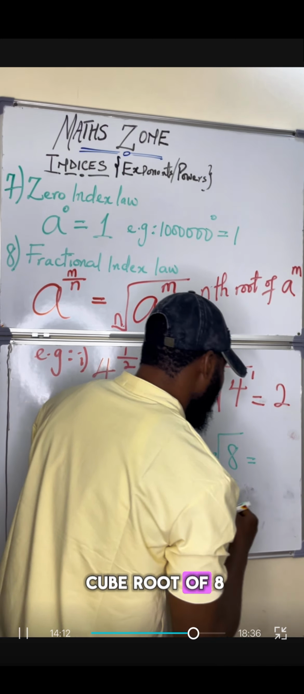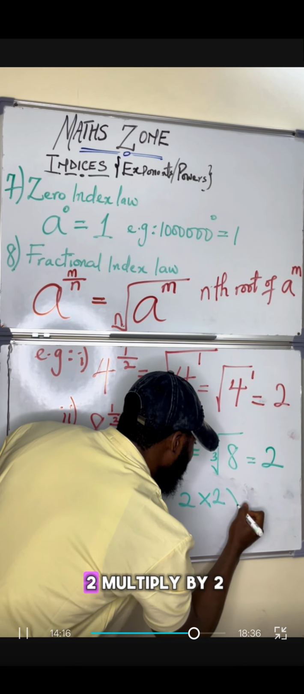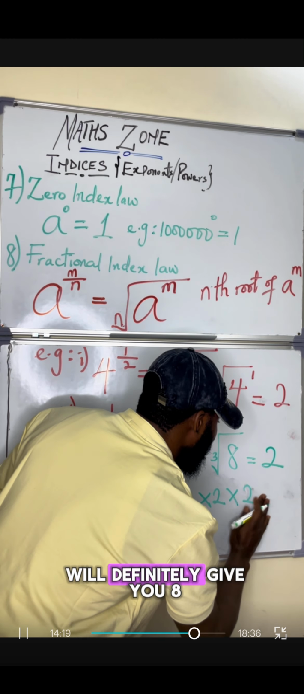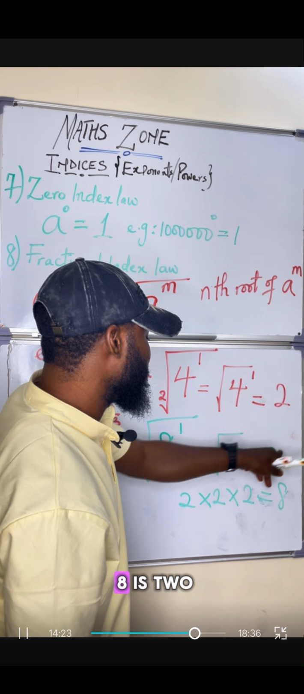So what is the cube root of 8? Of course, it's still going to be 2, because 2 multiplied by 2 multiplied by 2 will definitely give you 8. You can check it out. So that means the cube root of 8 is 2.